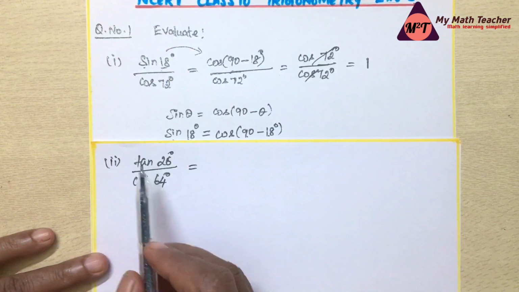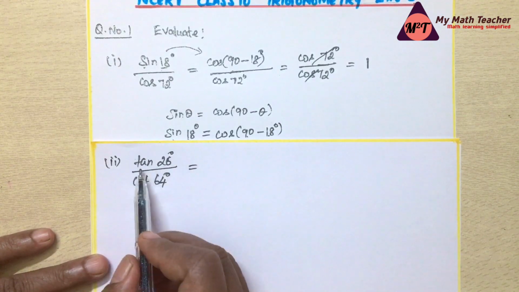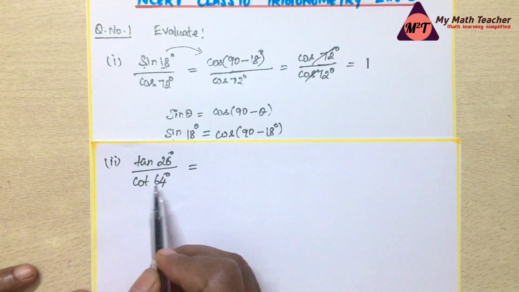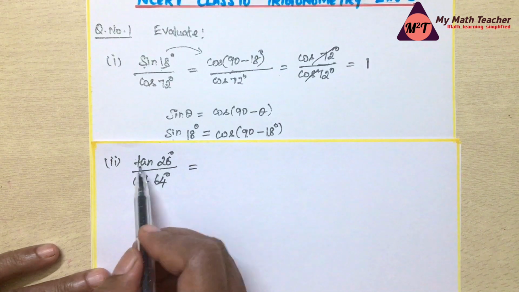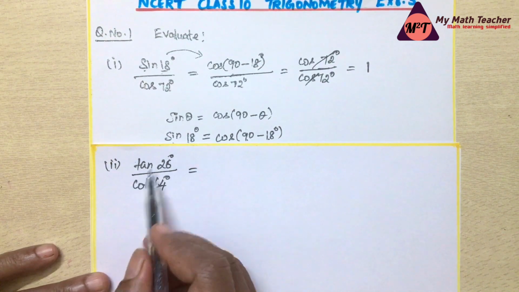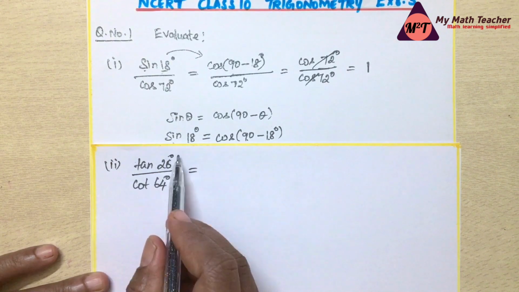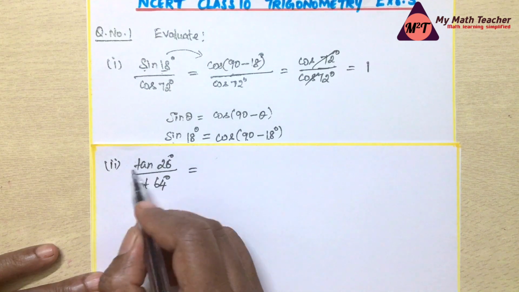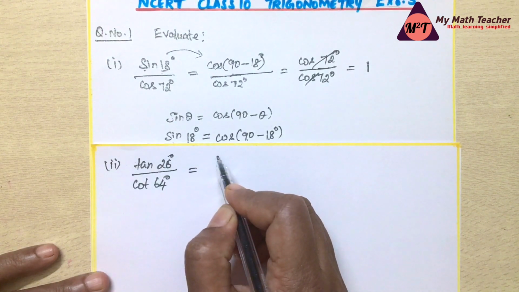The second subdivision is the same as the previous one. The question is tan 26 degrees divided by cot 64 degrees. As you know, tan and cot complement each other. So in this case, instead of the denominator, I am going to retain the numerator as it is for a change. So let us see what happens if we do it for the numerator.